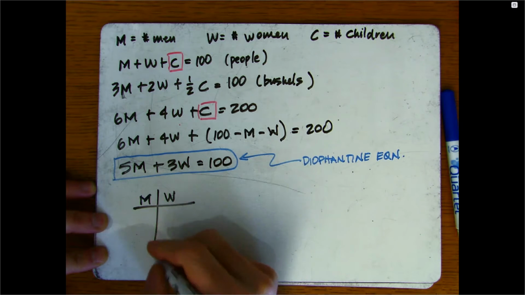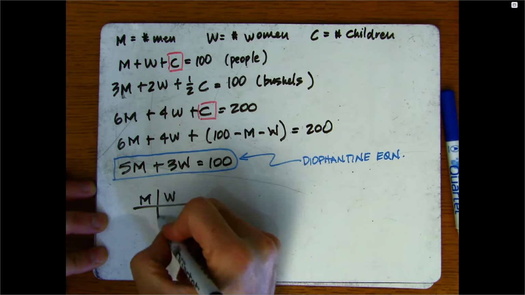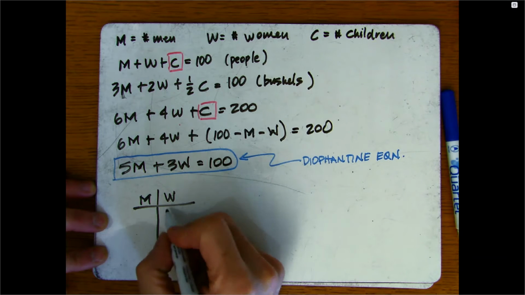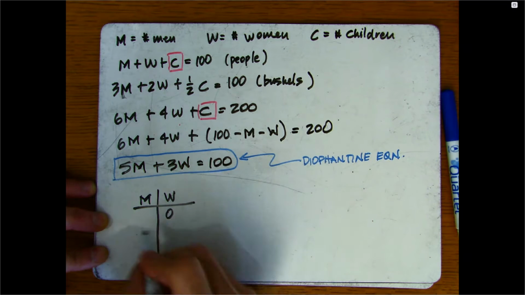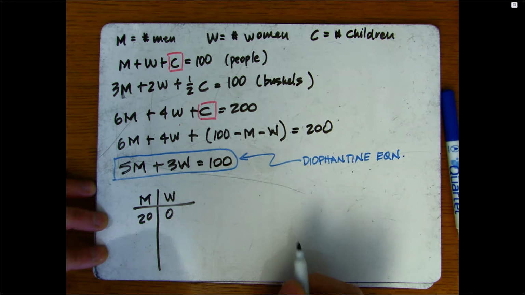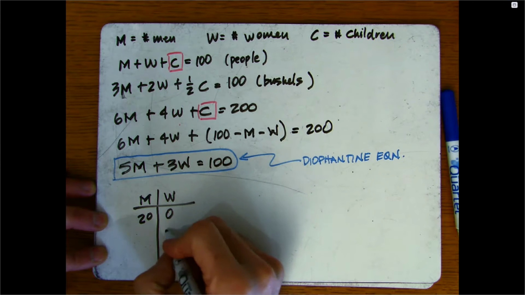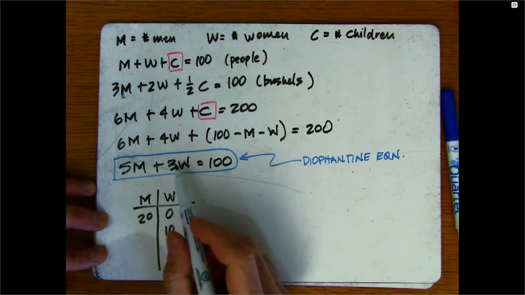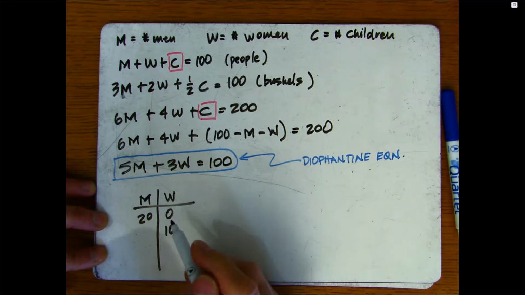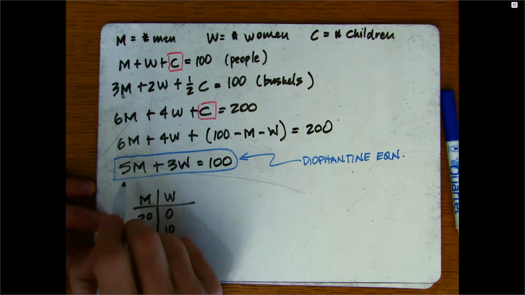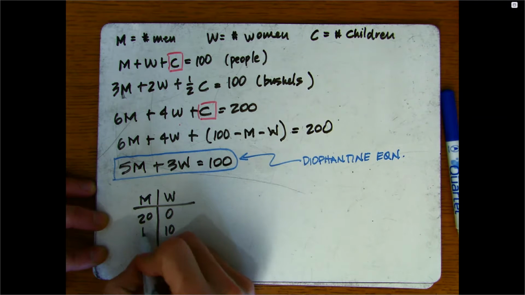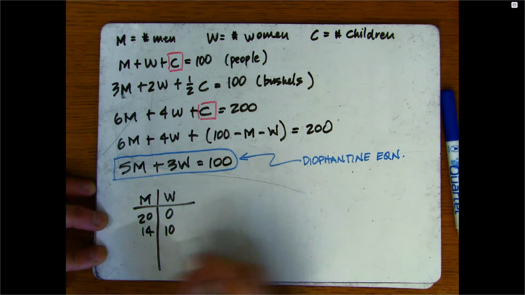One way to think about this is to see if we can find a few examples. If we set women to be 0, for example, we'd know that men would have to be 20 right away. Another solution would be to say, what if we made 10 women? Then there'd be 30 bushels of grain distributed to them, leaving 70 bushels of grain, which divided by 5 would give us 14. So 14 men and 10 women is an example.